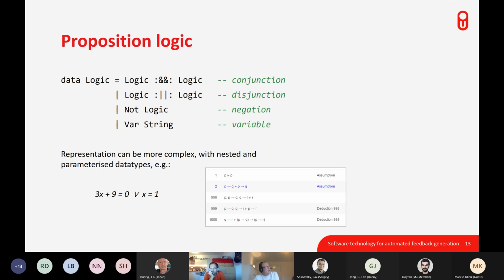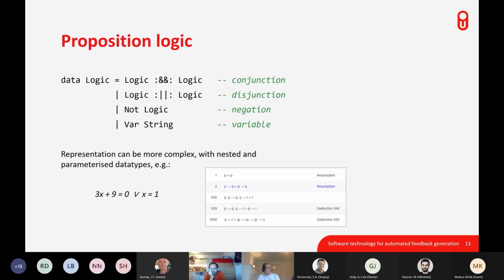strategy. So if I go back to my example for proposition logic, you could imagine that I have this data type. It's a very simple, straightforward data type for representing proposition formula in Haskell in this case. So what we have is a proposition is either a conjunction of two logical formulas, it's a disjunction, it's the negation of a formula, or it's just a variable, in which case I'm going to represent it as a string. This is the example that I'm going to work with, but these kind of representations can become very complex, and it can also be nested with all kinds of other data types.